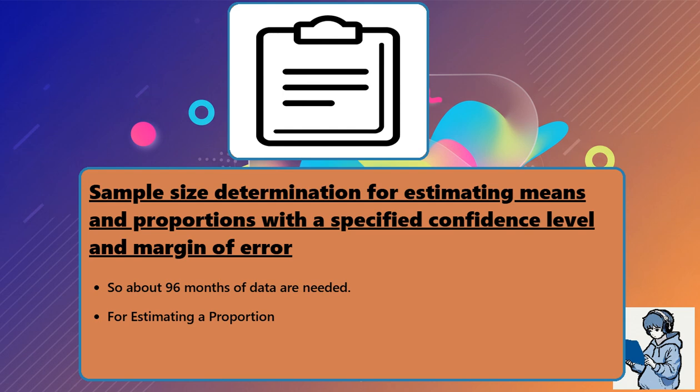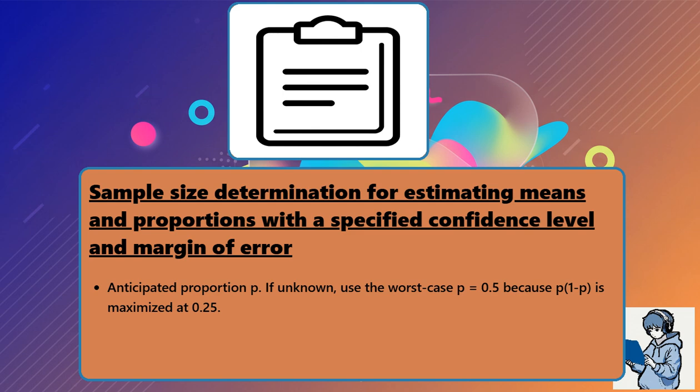For estimating a proportion, you need the desired margin of error E, for example, plus or minus 0.03, and the anticipated proportion P. If P is unknown, use the worst case P equals 0.5, because P times (1 minus P) is maximized at 0.25. N equals (Z sub alpha over 2 squared times P times (1 minus P)) divided by E squared.